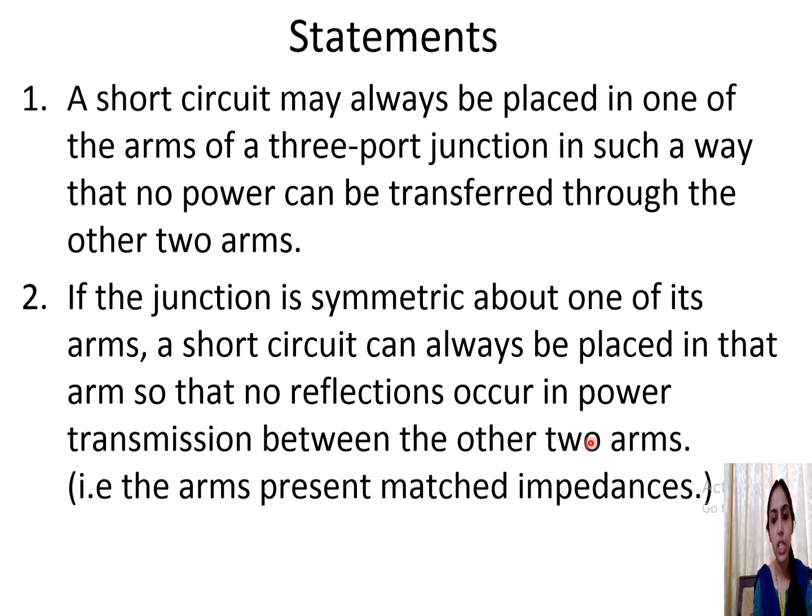So we are inserting in such a manner that the other arms have matched impedance. If we have, say, 2 arms with matched impedances, and we insert another arm symmetrical to them, a short circuit can be placed in that particular arm, and since it is a matched impedance, there will be no further reflection occurring between the other arms. That is what is explained in the second point.